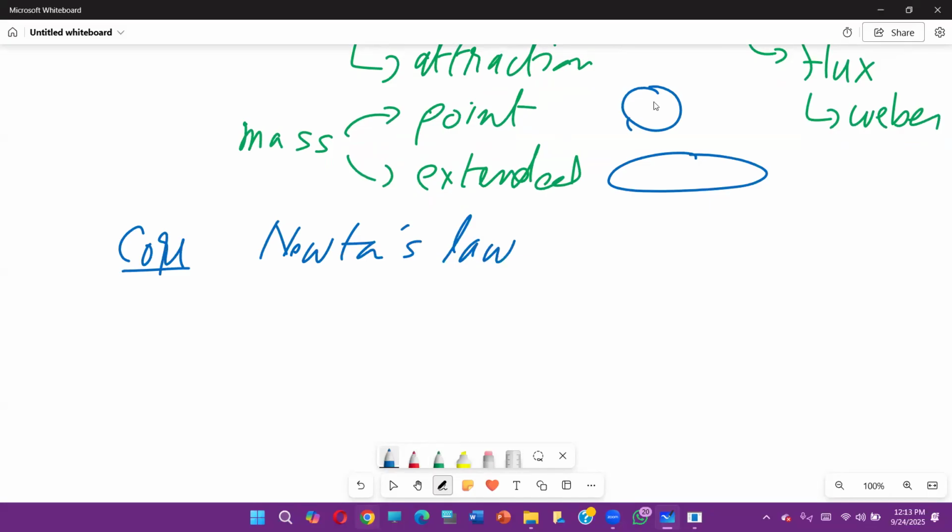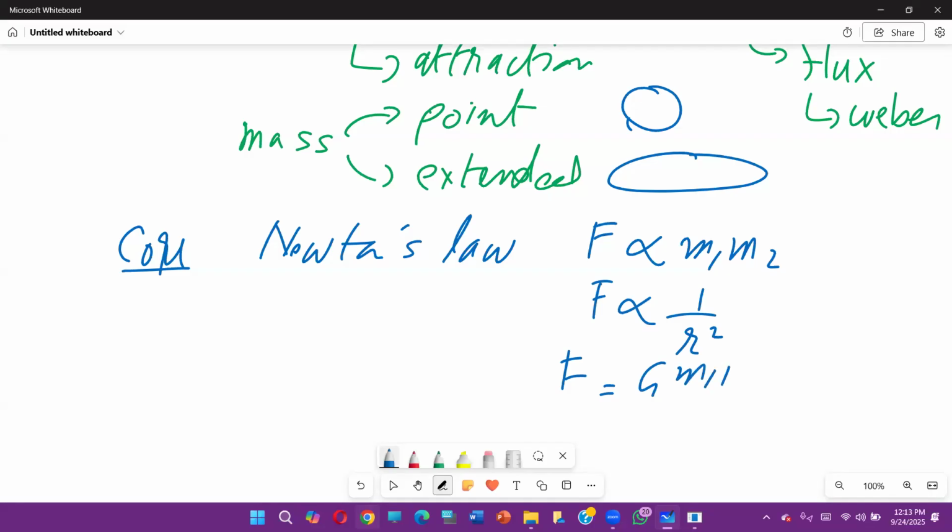Newton's law says that the force of attraction between two masses is directly proportional to the product of the masses and inversely proportional to the square of the distance, and when you combine them, it becomes G m1 m2 upon r square. What is the statement of Newton's law of gravitation? The force of attraction between two isolated point masses is directly proportional to the product of their masses and inversely proportional to the square of this.